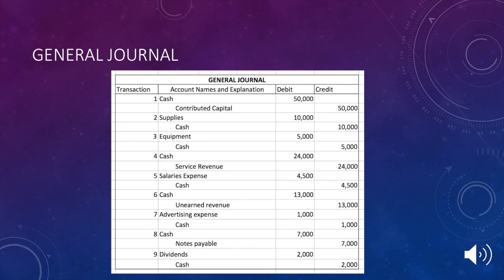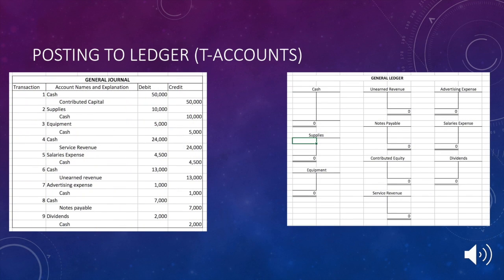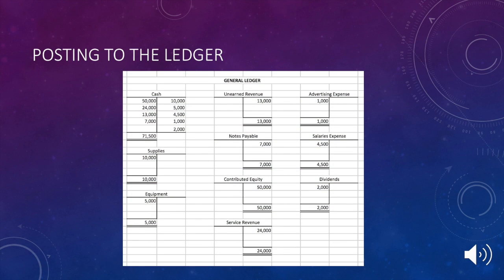As seen here, we have the general journal. We have placed all of our previous transactions into the general journal. Posting into the ledger account, we put our journal entries into the appropriate T accounts. We then have our T ledger with all our information.